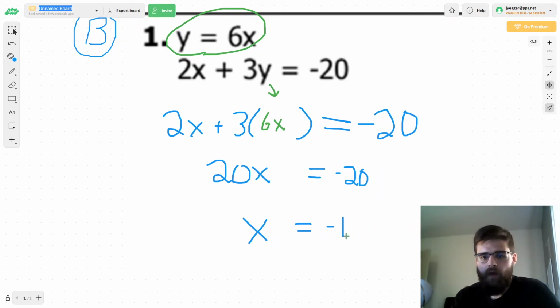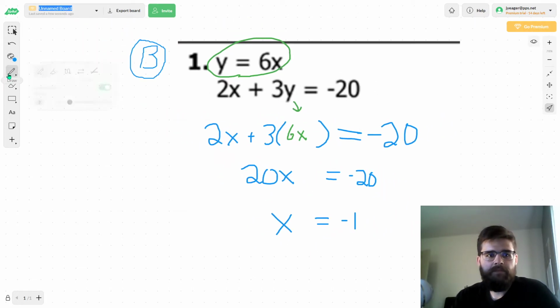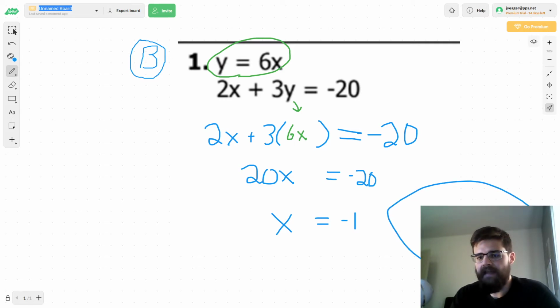We got y is -1. X is -1, so we have the first part of the answer. To get y, we need to plug it in. This one I'm just going to do in my head. So 6 times -1 is -6. Cool. It's nice to show you plugging that back in. Basically, we're substituting again, putting x back into here to figure out y.